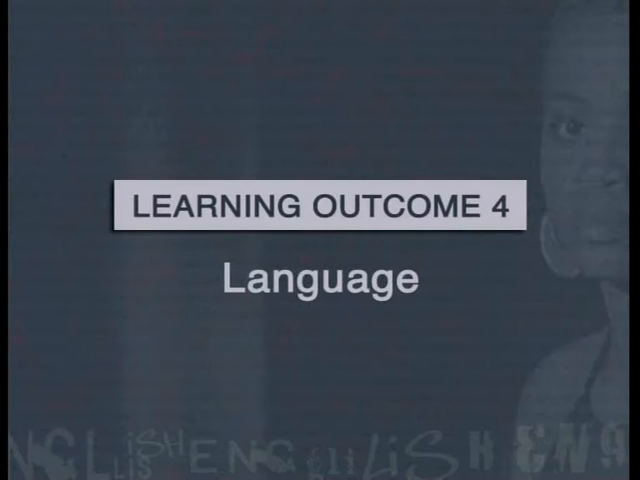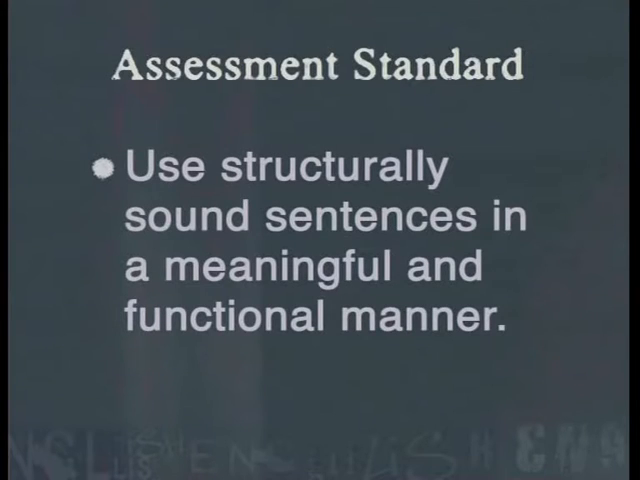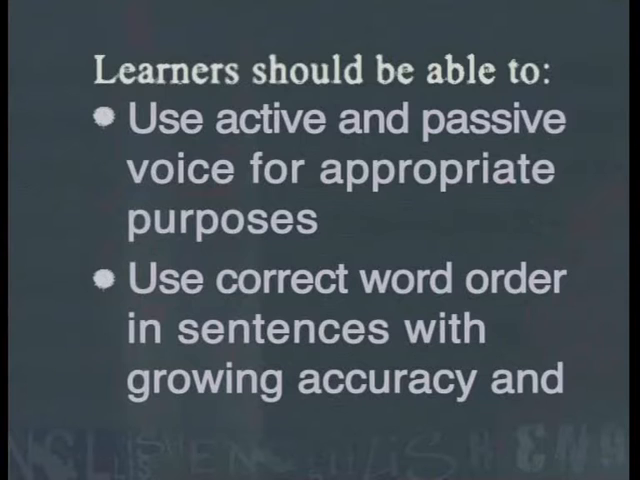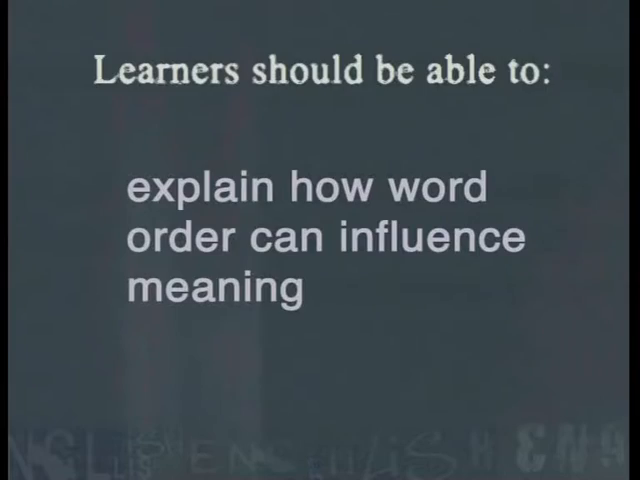The following lesson is linked to Learning Outcome 4, Language. It addresses the assessment standard that requires learners to use structurally sound sentences in a meaningful and functional manner. Learners should be able to use active and passive voice for appropriate purposes. Learners should also be able to use correct word order in sentences with growing accuracy and explain how word order can influence meaning.